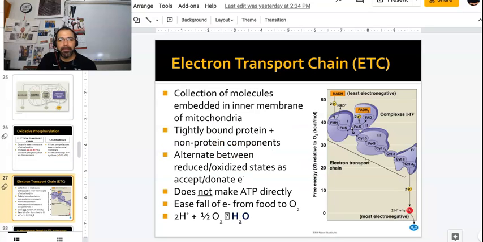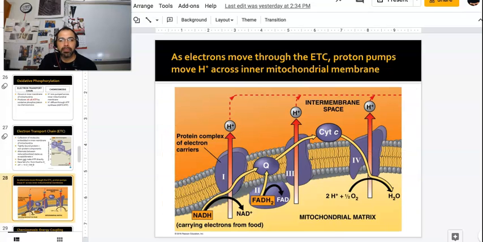You got your ATP. So the electron transport chain we've already talked about, but it's just a collection of molecules embedded in that inner membrane. They're tightly bound protein and non-protein components, and they alternate between a reduced and oxidized state. This does not make ATP directly, right? It just eases the fall of the electrons from the food to the oxygen. And so as those electrons move down the electron transport chain, the proton pumps, H plus, move across the inner mitochondrial membrane to create a concentration gradient. So there you go. NADH comes in, drops off hydrogens, and they're going to be forced across.